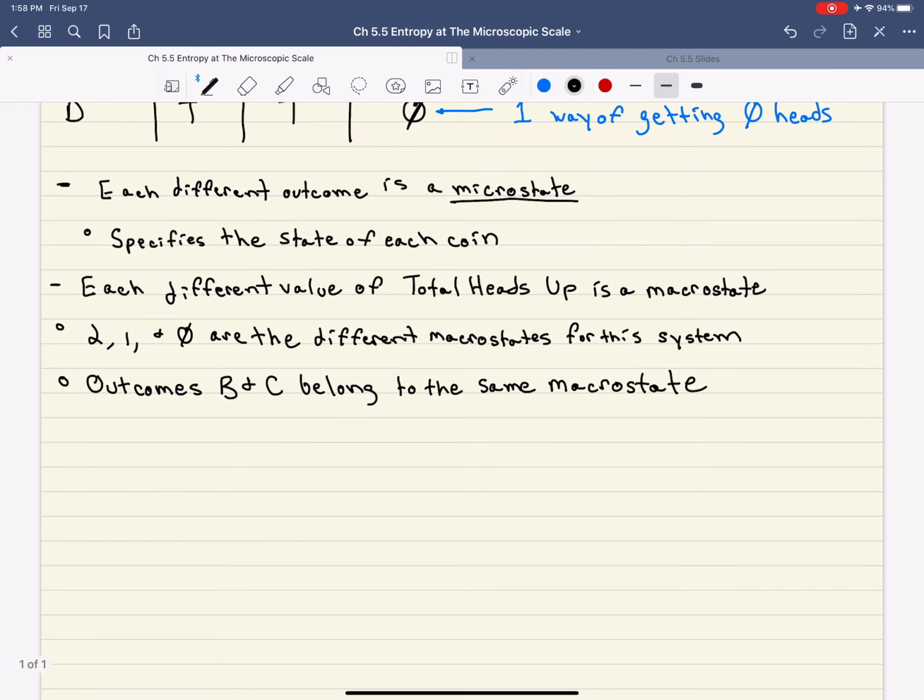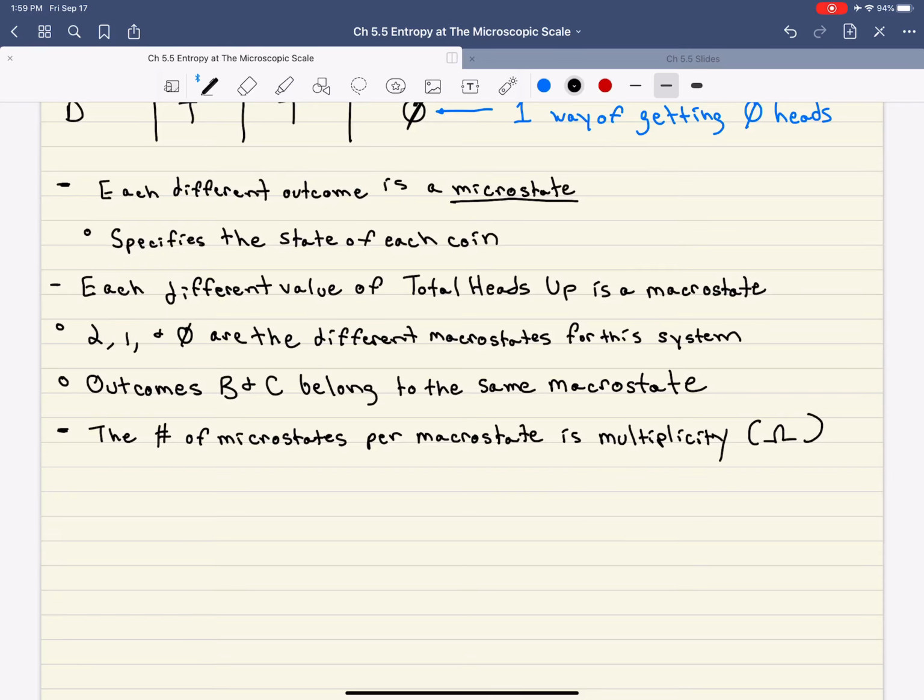The last thing I want to define is the term multiplicity. The multiplicity is going to be the number of microstates that belong in each macrostate category. Okay? And we abbreviate multiplicity as omega.